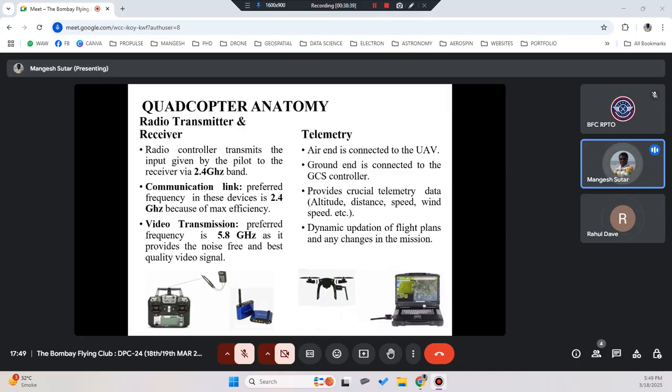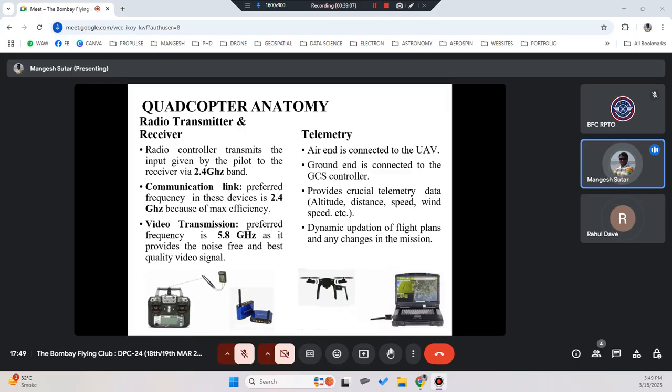Whereas the video transmitter of your FPV camera operates at 5.8 gigahertz, as it provides noise-free and the best quality video signal. At that frequency, it is providing very good video signals. You don't get buffering or any noise. So at this frequency your video transmission is happening, whereas the communication link is happening at 2.4 gigahertz.